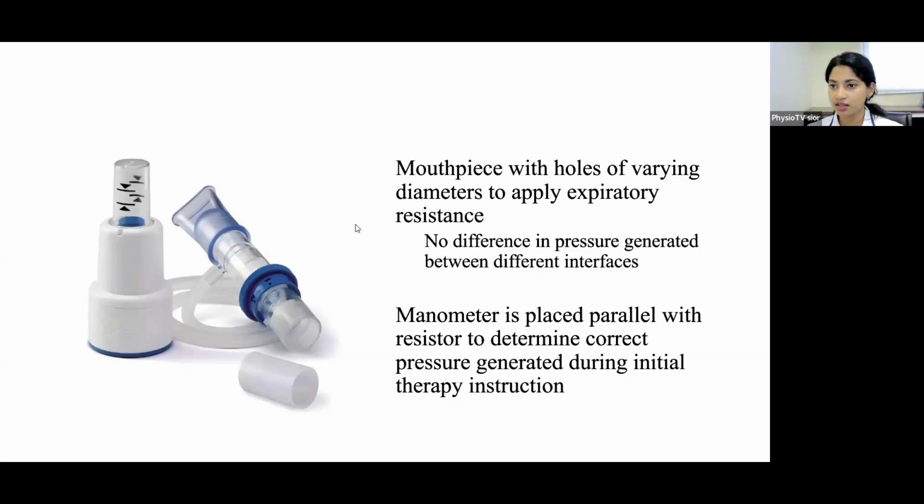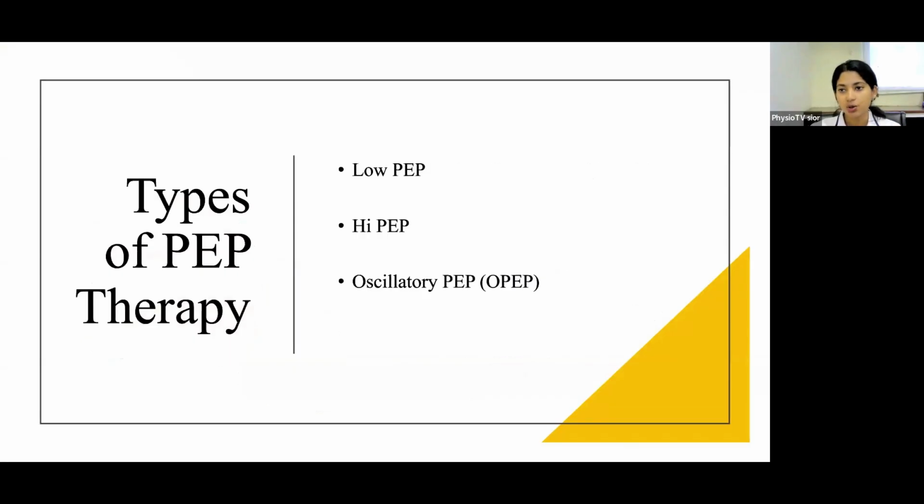Okay. In the initial phases of the therapy, a manometer or a pressure measuring device can be used. This device will be placed parallel to the resistor to check how much resistance is being created. To monitor whether the resistance is adequate, whether it's falling short or whether it's higher, it is always advised to use a manometer in the initial phases of the therapy. Okay, so let's get into the therapy. What are the types of positive expiratory pressure therapies? They are broadly divided into low PEP, high PEP, or oscillatory PEP therapy.